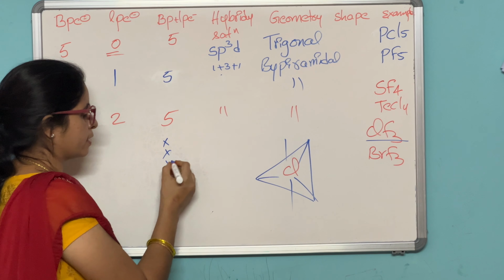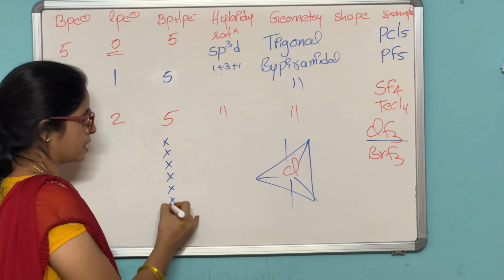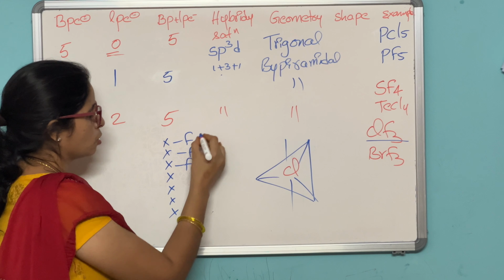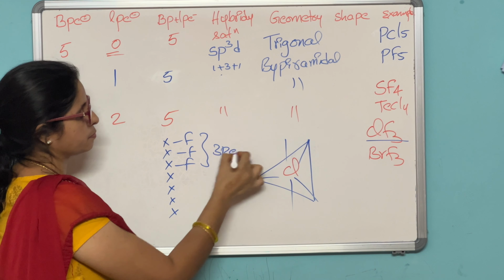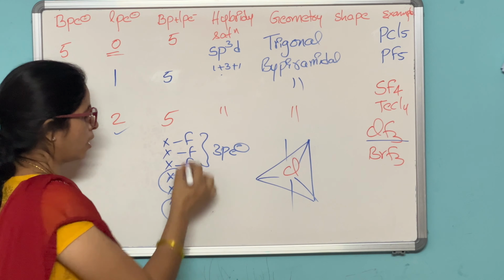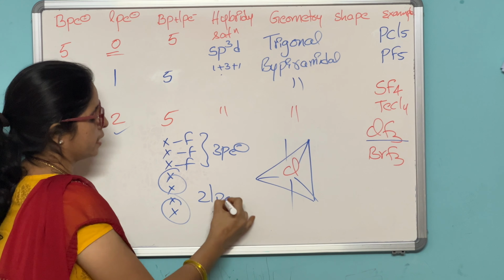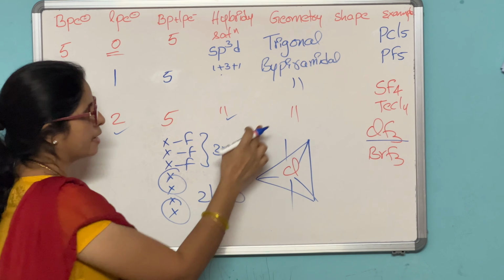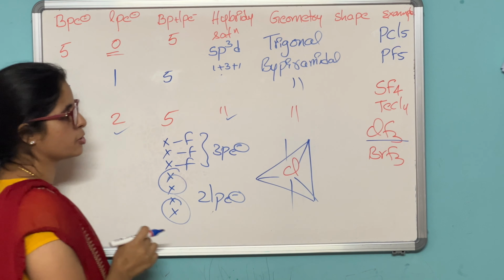Chlorine belongs to the 7th group, so 7 electrons, and 3 fluorine atoms. So 3 bond pairs and 2 lone pairs, altogether 5. So the hybridization is sp3d and it is a trigonal bipyramidal geometry.